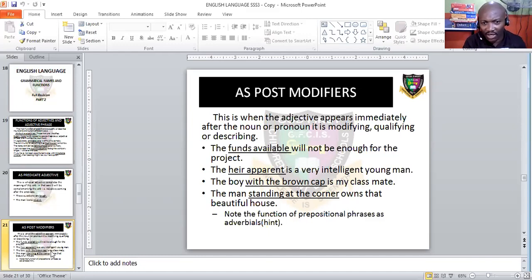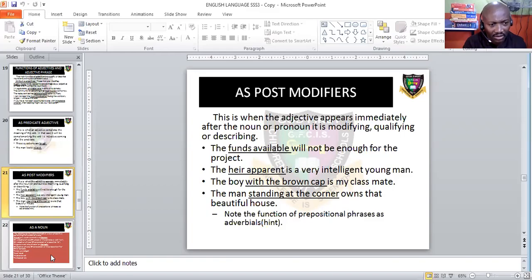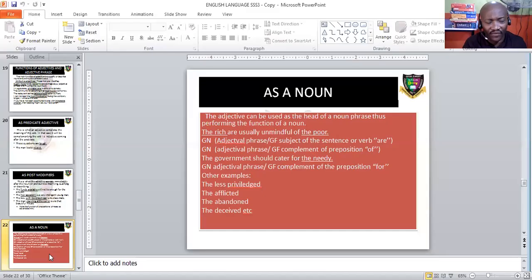Remember, when we talk about a prepositional phrase, it begins with a preposition and ends with a noun phrase. In the course of this lesson, we're going to tell you how some prepositional phrases can do the work of adverbials and adjectivals as well.